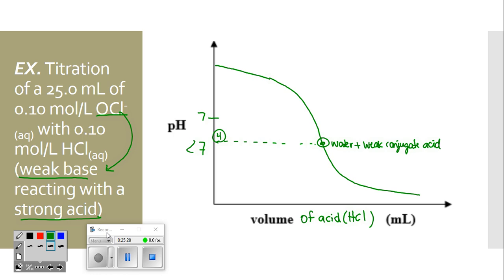Methyl orange. So methyl orange, if you look at its numbers, goes from 3.2 to 4.4, so it'd be a good choice. Anybody else got one that they want to pick? Bromocresol green would work because it goes from 3.8 to 5.4.